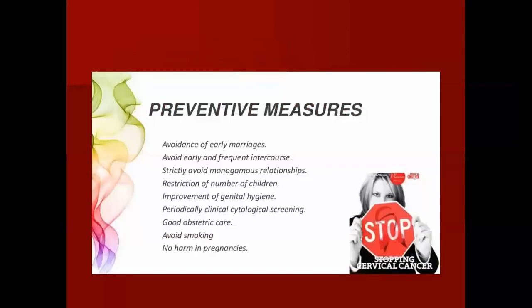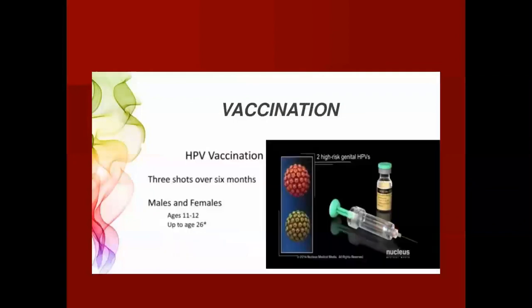We have to prevent the disease rather than treat it, because prevention is much better than treatment. The preventive measures involve avoidance of early marriage, avoiding early and frequent intercourse, strictly monogamous relationships, restriction of the number of children, improvement of genital hygiene, periodic clinical and cytological screening programs, good obstetrical care, and avoiding smoking.